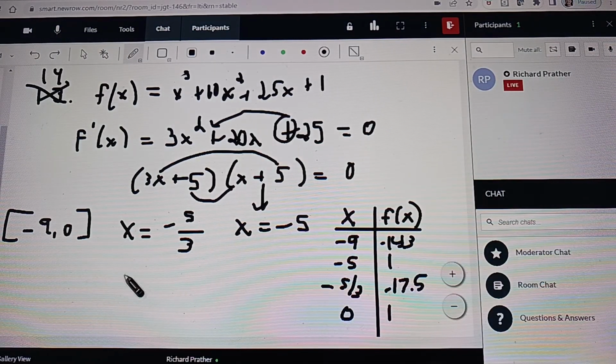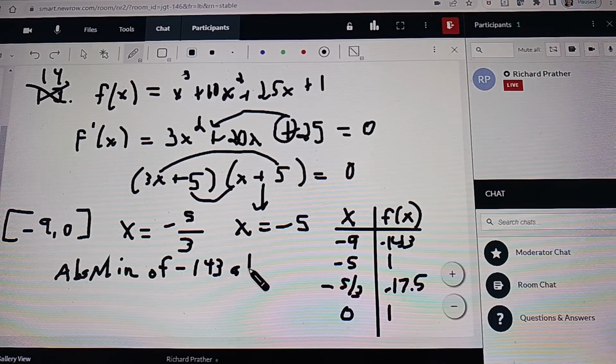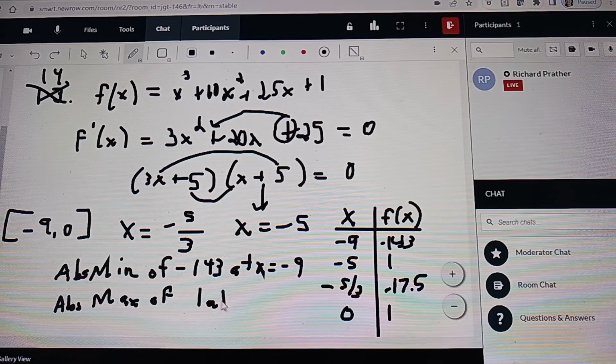So there's definitely an absolute minimum of -143. That's the value of it, and it's a unique value at x equals -9, which turned out to be unique. But the x's don't have to be unique. Then there's an absolute maximum of +1, which is unique, but the locations are not unique. It happened at both -5 and 0.